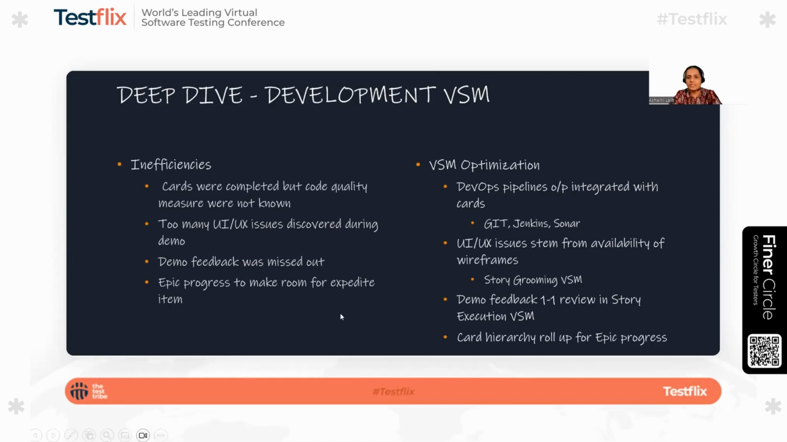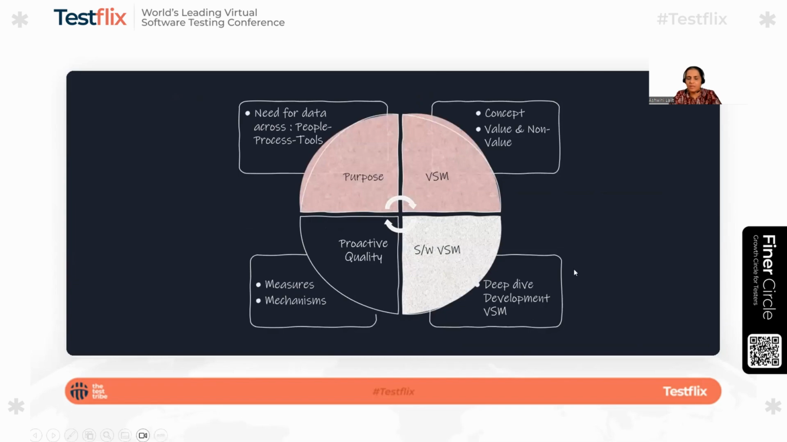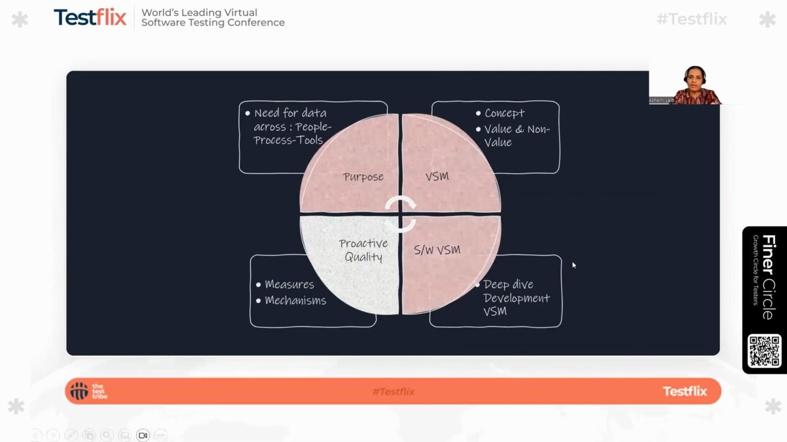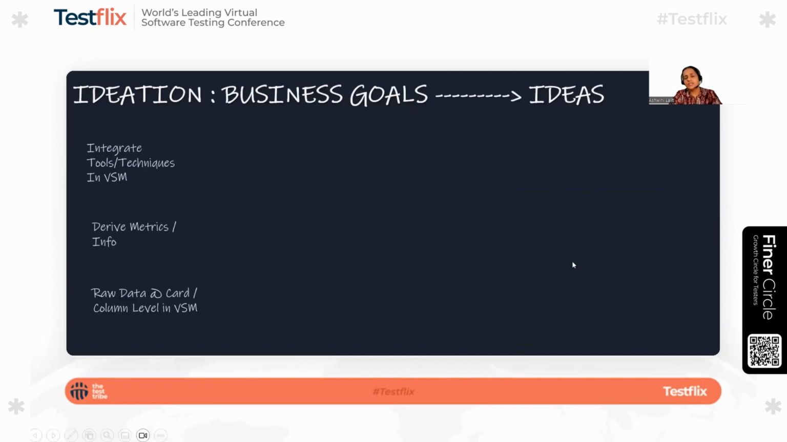We also started working on card hierarchy rollups so that child card progress is looked at the epic level. And if at all you want to make room for an expedite item by looking at the card ranking, and if the card has not yet started, it can very easily be deprioritized. This also greatly helped us in improving the response time of the dev team for expedited items. Let's look at proactive mechanisms now, which can be built across the entire value chain.